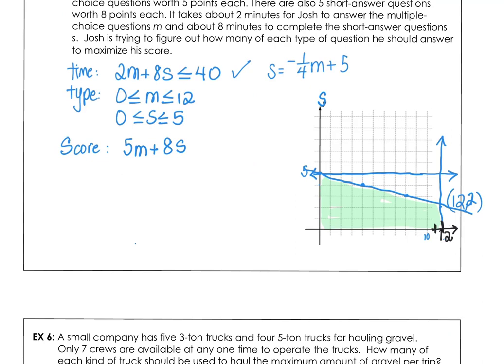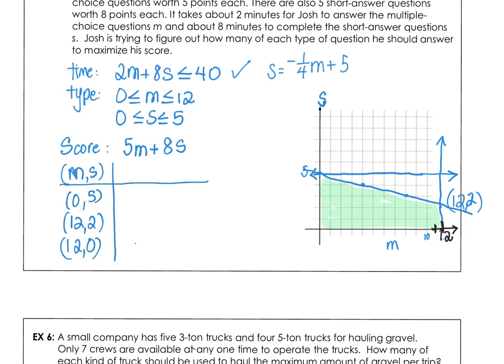So our feasible region is under this line, and we would want integer answers in there. And we need the vertices, so we have the origin 0, 0, and we have 0, 5. So we're going to make a little table here, with our m and s values, since m is on the x-axis and s is on the y-axis. We have 0, 5, and 12, 2, and then 12, 0. I'm going to leave off 0, 0 to save space.